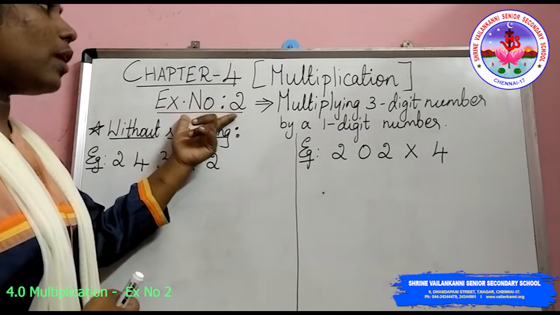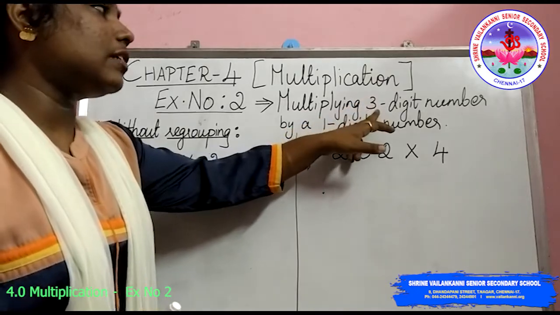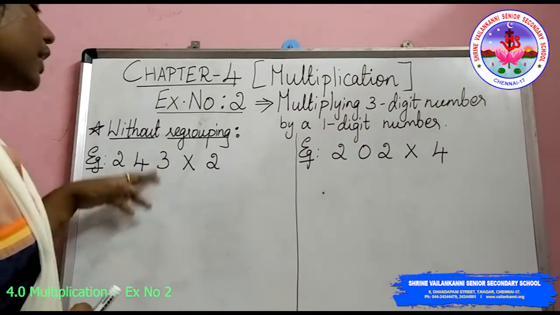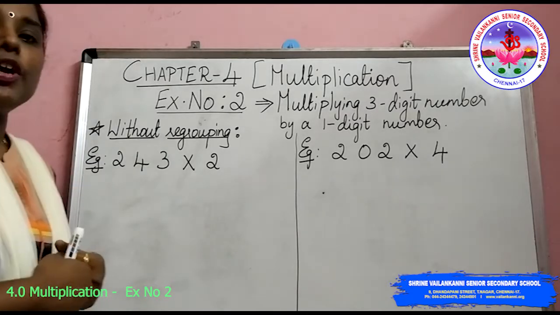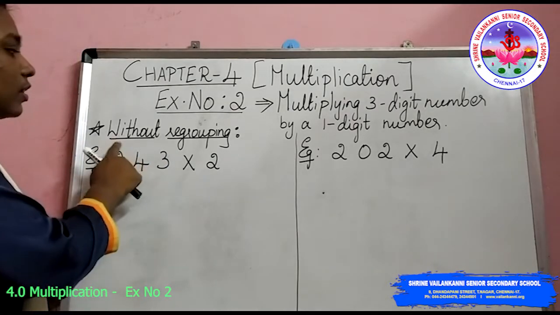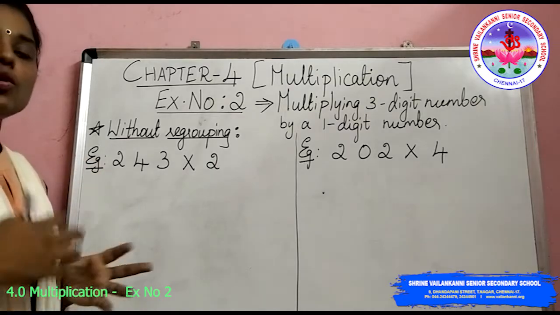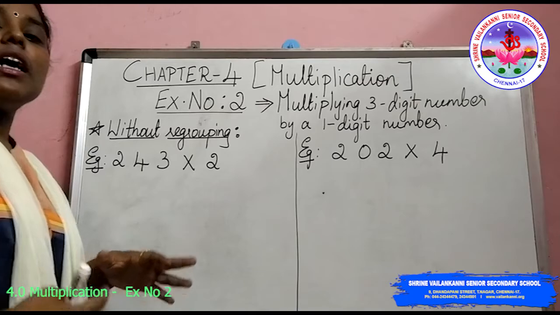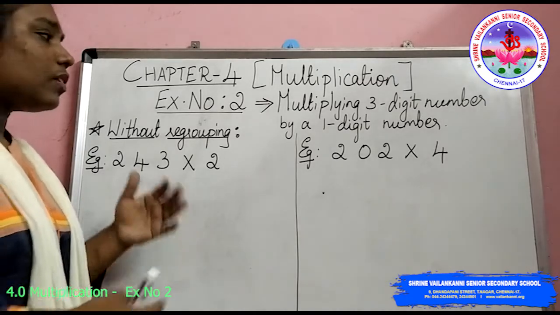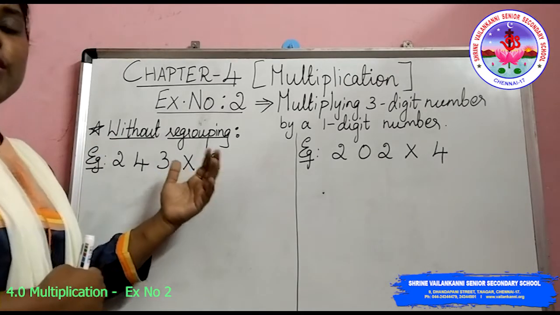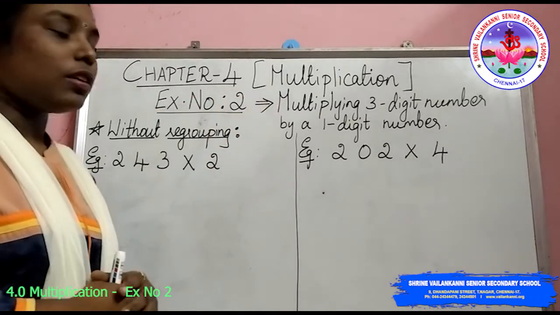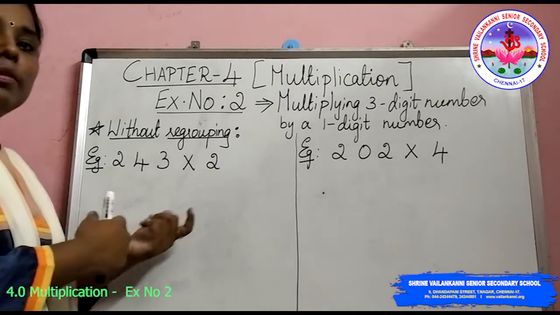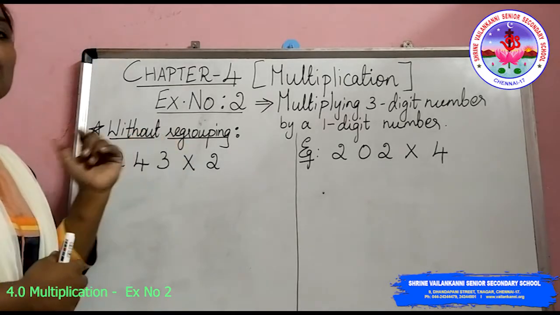Exercise 2 has multiplication, that is a 3-digit number multiplied with a 1-digit number. Here specifically we are going to go with the concept of without regrouping. You have already come across with regrouping and without regrouping in addition and subtraction. Likewise, the same concept is going to be applied for multiplication. So first we will see multiplication of a 3-digit number with a 1-digit number without regrouping.